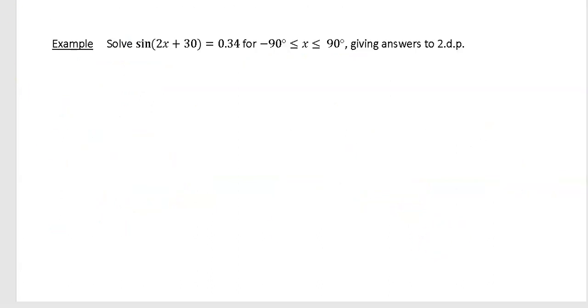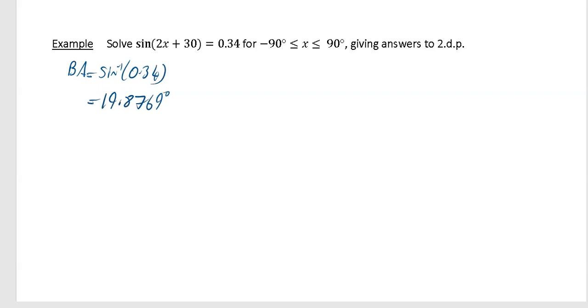Okay, 2 more examples to go. This one says solve sine of 2x plus 30 is equal to 0.34, and as per minus 90 is less than or equal to x is less than 90. First thing is your basic angle. I'm going to go through this one as quickly as I can. So that's sine to the minus 1 of 0.34. And when I did that, I got 19.8769.